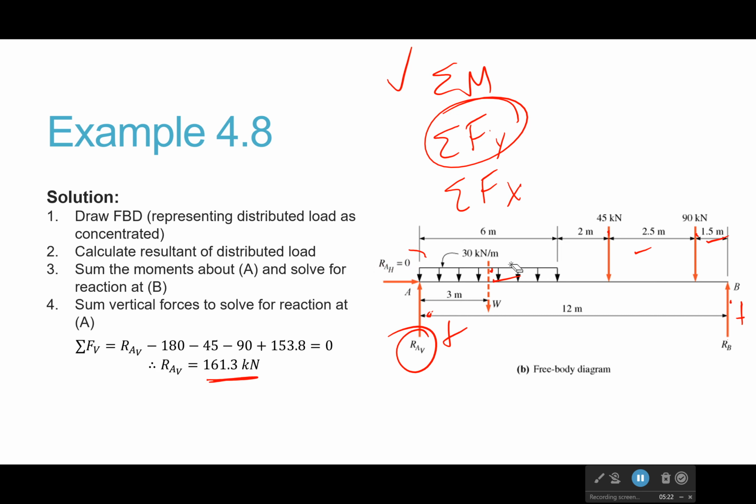And if I wanted to, I could sum the forces in the x, and I'll quickly see there's nothing else in the x direction, so that must be 0. I'm going to go ahead and show that to you. The sum of the forces in the x is equal to 0, and it's equal to RA horizontal as I wrote it. So therefore, RAH is equal to 0. There's nothing else to push back on it, so it has to be 0. Yep, so that's it.